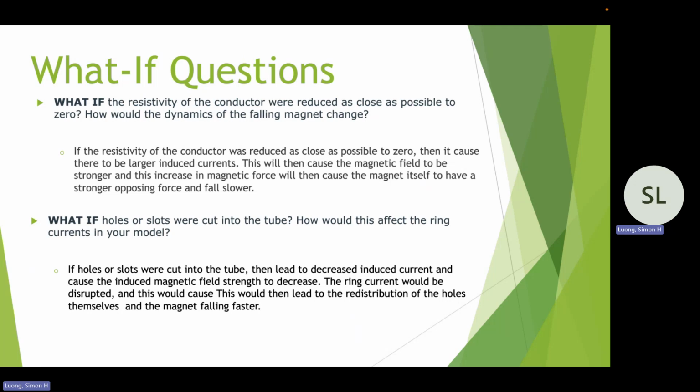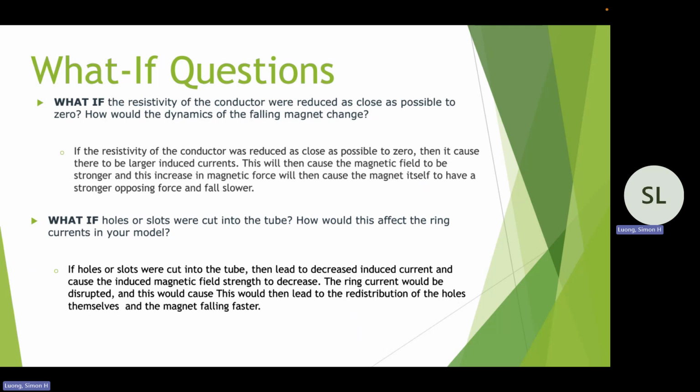So what if the resistivity of the conductors were reduced as close as possible to 0? How would the dynamics of the falling magnet change? If the resistivity of the conductors were reduced as close as possible to 0, then it causes there to be larger induced currents. This will then cause the magnetic field to be stronger, and this increase in magnetic force will then cause the magnet itself to have a stronger opposing force and fall slower.